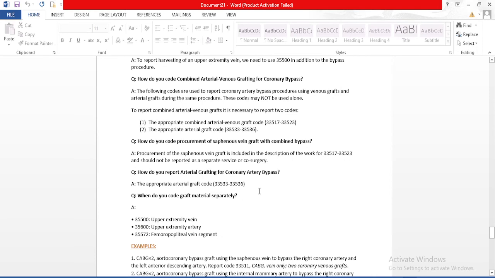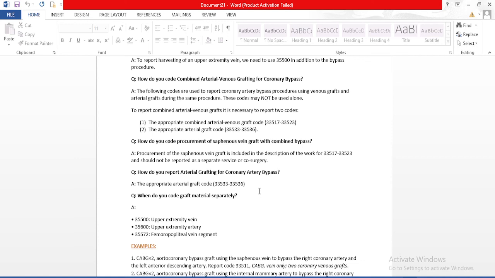How do you code combined arterial venous grafting for coronary bypass? The following codes are used to report coronary artery bypass procedures using venous grafts and arterial grafts during the same procedure. These codes may not be used alone. So basically we will not use these codes alone. We need to use them combined. So to report combined arterial venous grafts, it is necessary to report two codes: the appropriate combined arterial venous graft code 33517 to 33523 and the appropriate arterial graft code 33533 to 33536. As we discussed just now, we can't code vein grafting separately whenever we perform a combined arterial and venous graft procedure.